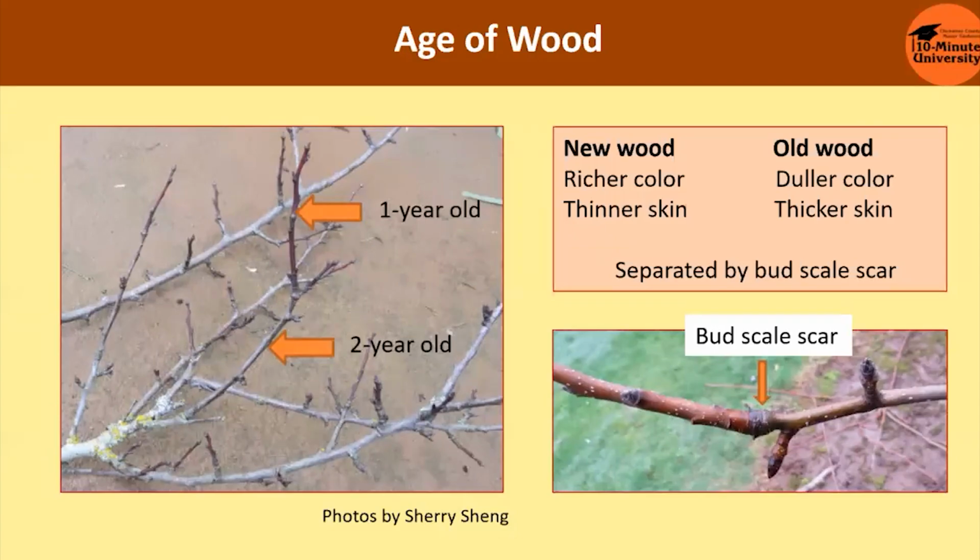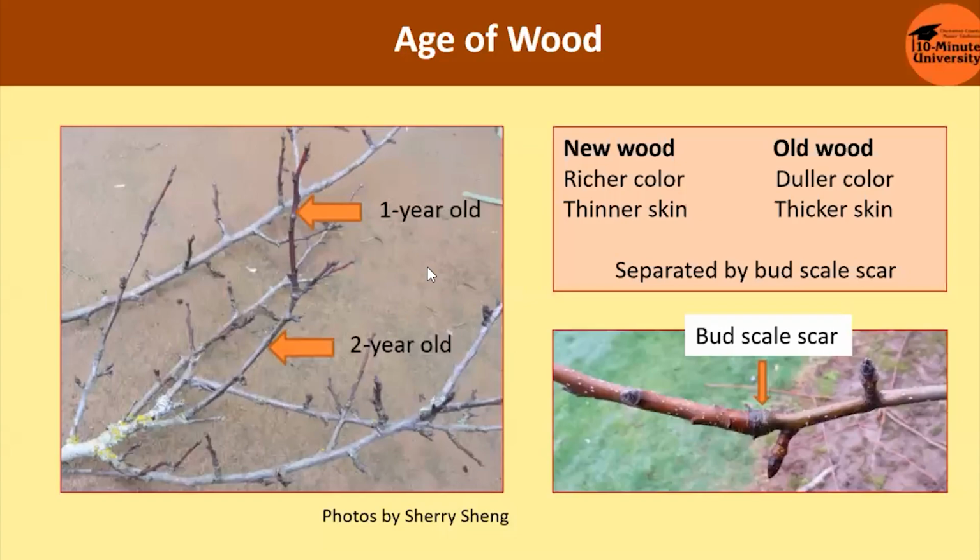If you look at the picture in the lower right, you'll see, to the left, a richer color portion that's 1 year old, or new wood. And to the right of this arrow, it's 2-year-old wood. They're separated by something called a bud scale scar. When you look at a tree and locate the bud scale scar, it will look like thin rings stacked together. We know new wood tends to be richer in color and old wood is duller.